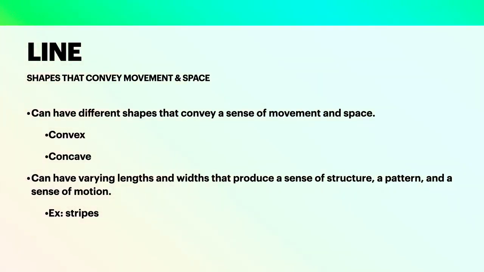So lines can have different shapes that convey a sense of movement and space. You can have convex or you can have concave. They can also have varying lengths and widths that produce a sense of structure, a pattern, and a sense of motion. For example, stripes.